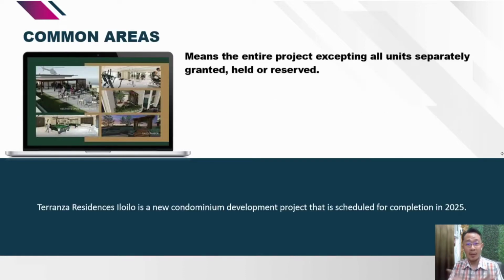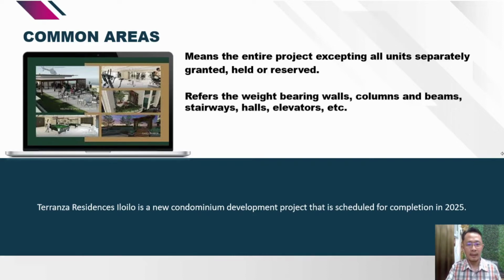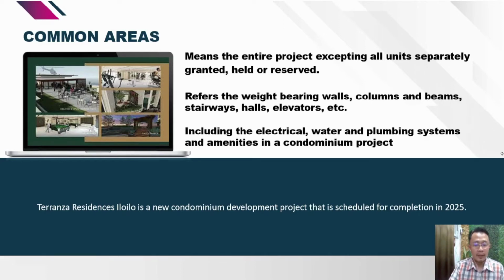So what are the common areas? The common areas mean the entire project, excepting all the units separately granted, held, or reserved. It refers to the weight-bearing walls, the columns and beams, stairways, halls, and elevators, and also includes the electrical, water, and plumbing systems, and amenities in a condominium project.